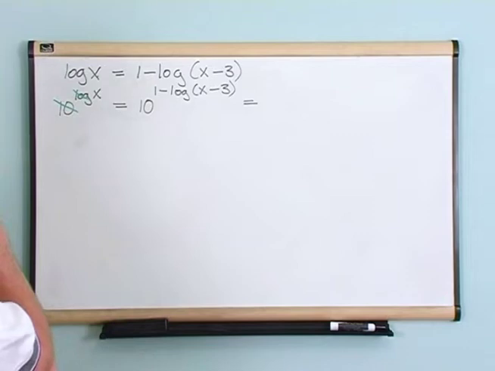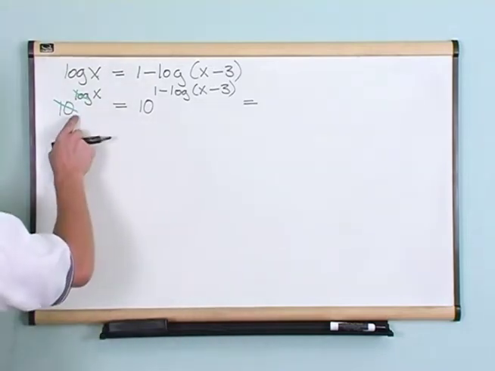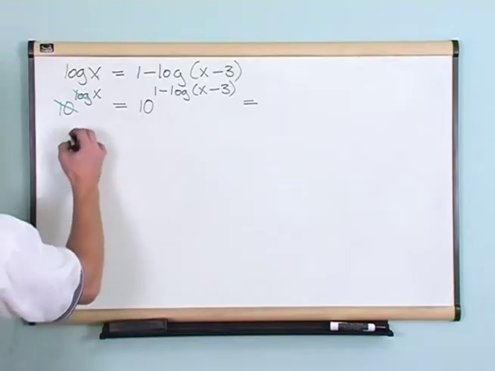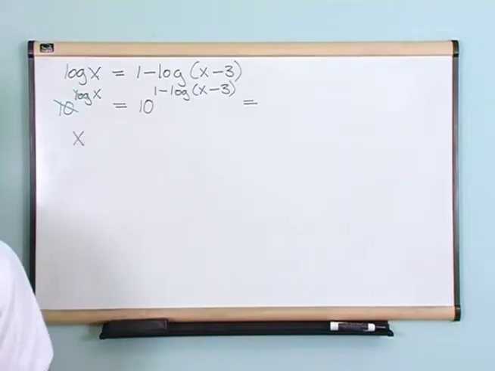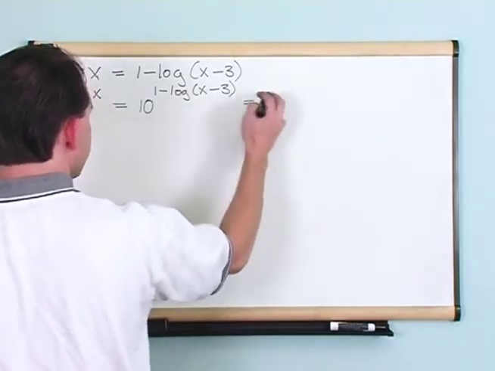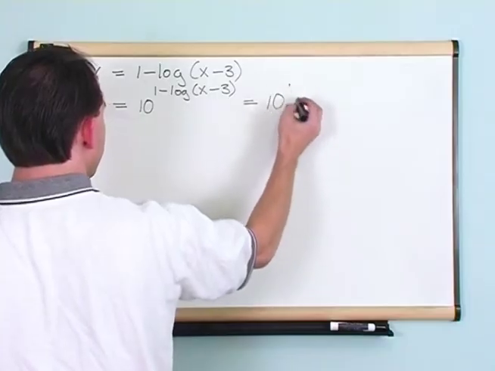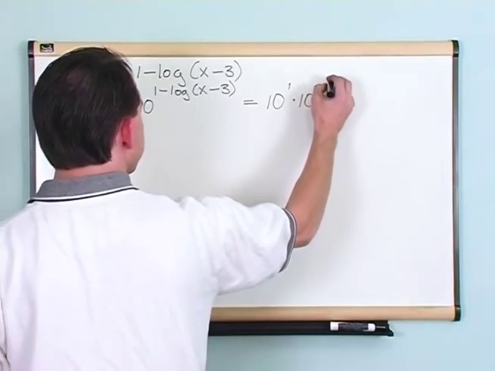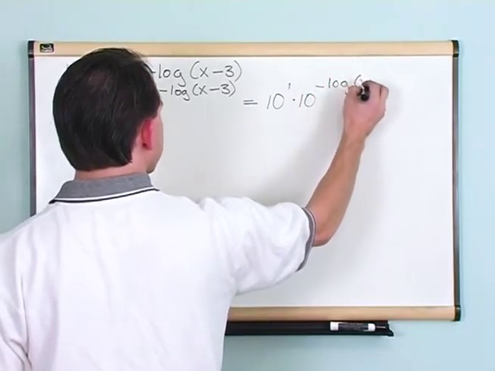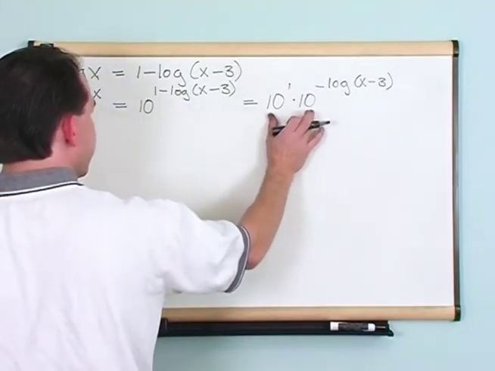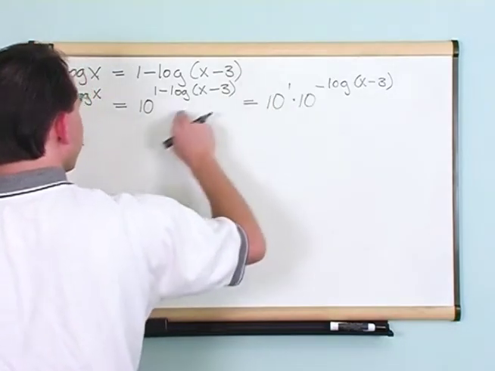Now on the left-hand side of the equation, this 10 cancels with this log. So I'm just going to have x on the left-hand side of the equation. On the right-hand side of the equation, I have to do a little bit more work. First thing I'm going to do is write this as 10 to the 1 power times 10 to the negative log of x minus 3. Because I have the same base here, I could just add these exponents, which is what I started with.